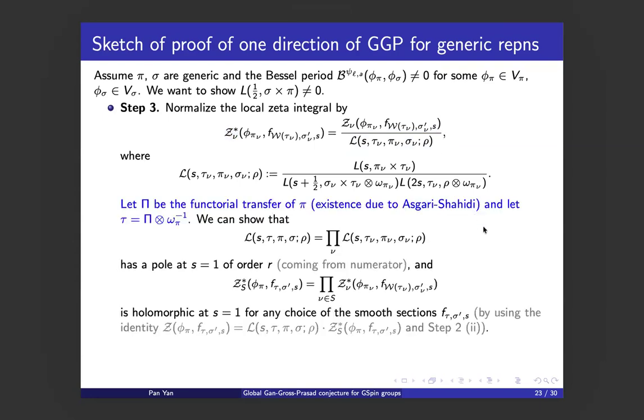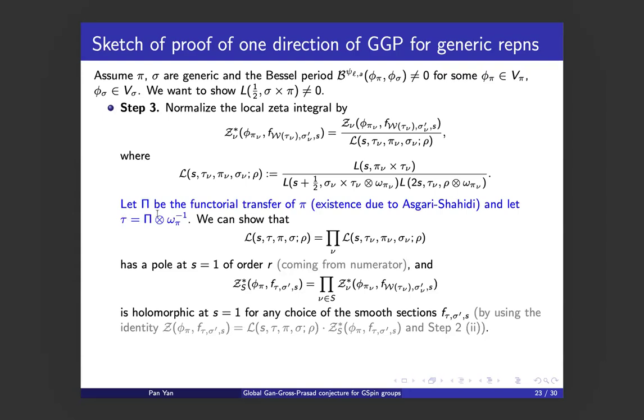So now we take capital pi to be the functorial transfer of small pi. So we know pi is generic, so the functorial transfer exists. And we know the properties of capital pi. There is a description about the image of the functorial transfer by Asghari and Shahidi.